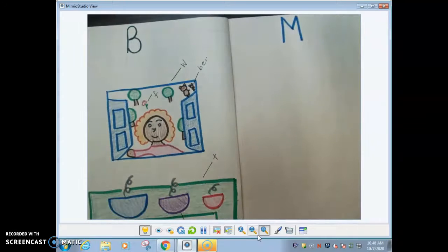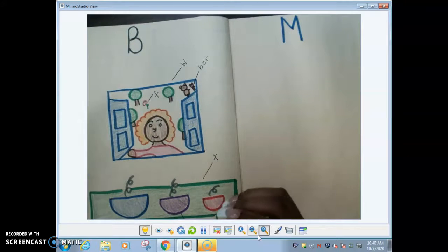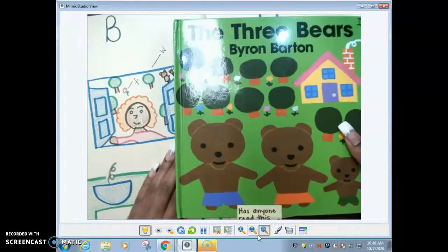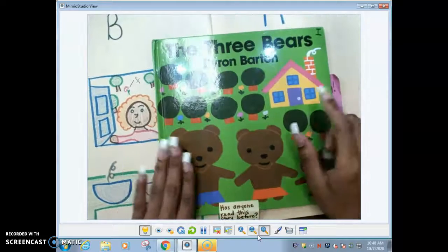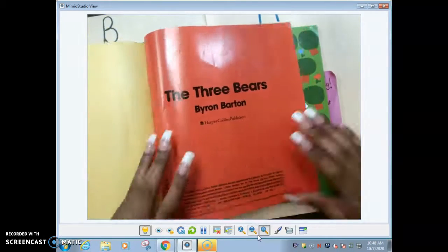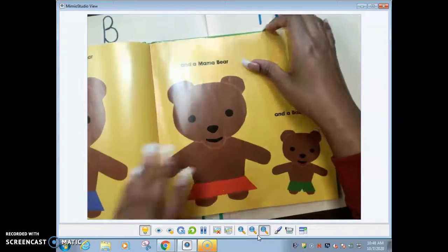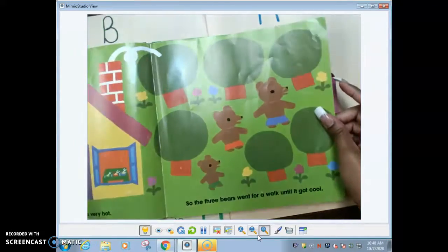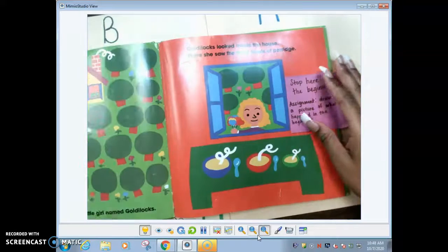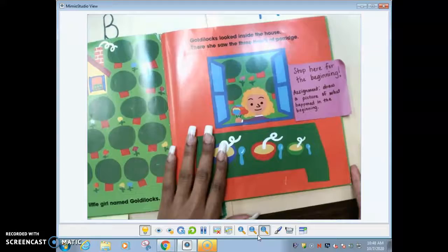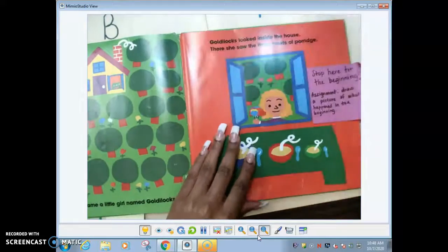Okay. So we read the beginning, and remember in the beginning, we know that the three bears were at home, and Mama Bear went and cooked some hot porridge, and they went ahead and went for a walk. They went for a walk because, why? Because their porridge was too hot. Yes. And remember, we stopped here with Goldilocks, looking in their window. So let's go ahead and read the middle of the story.